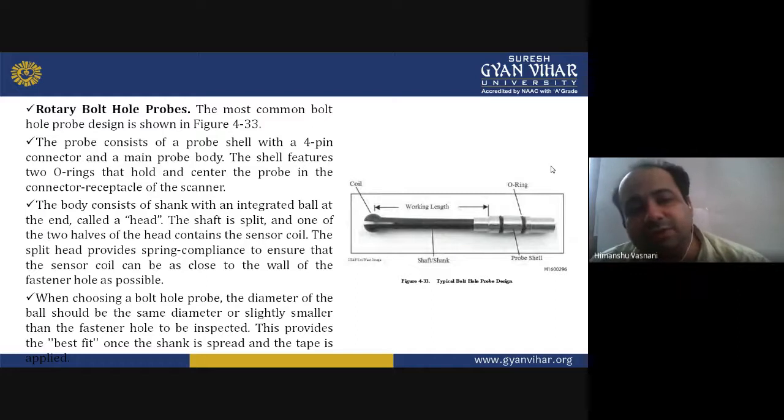The shell features two O-rings that hold and center the probe in the connector receptacle of the scanner. The body consists of a shank with an integrated ball at the end called a head. So the shaft is split, you can see it in the starting. The shaft is split, and one of the two halves of the head contains the sensor coil.